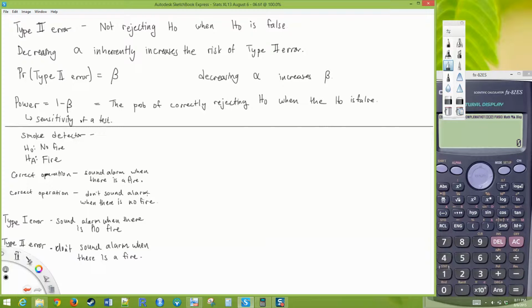All right, so which error is worse? Type 2 error, right? Type 1 error is annoying, but type 2 error is potentially tragic. So type 2 error is worse. And so in that situation, would we want a large alpha or a small alpha? Large alpha. Yeah, increase beta? Exactly. We want a large alpha.